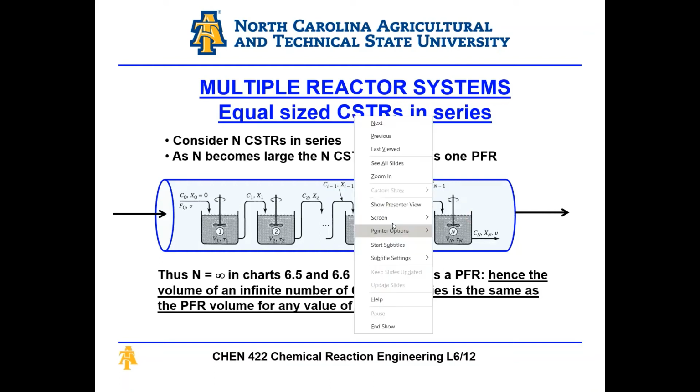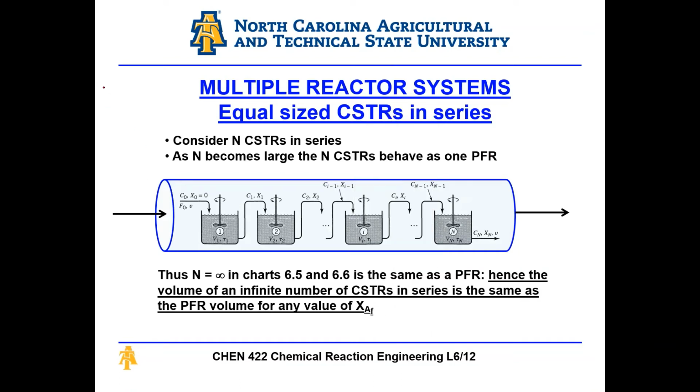Let me write this here. If I have a 10 meter cubed PFR versus 1 CSTR of 10 meter cubed, the PFR will perform much better. If I have now 4 of 2.5, the performance is closer. If I have 10 of 1, performance will be much closer. If you go mad and you get 100, each one 0.1 meter cubed, your performance will be much, much closer to that of the PFR.